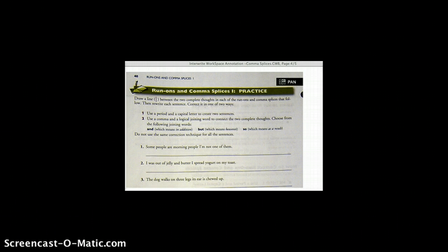Look at number 1. Some people are morning people. I'm not one of them. Where would you draw your vertical line? You should have drawn it between people and I'm. You can correct this very easily by saying some people are morning people, comma, but I'm not one of them. Meaning, however, I'm not one of them. Continue to do sentences 2 through 10 on page 40. A reminder, do not use the same correction technique for all sentences. When you have finished, go to the top of page 42.